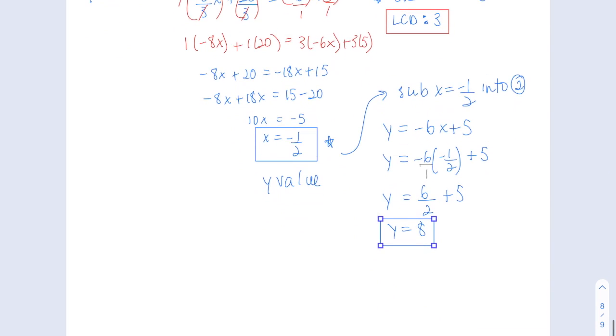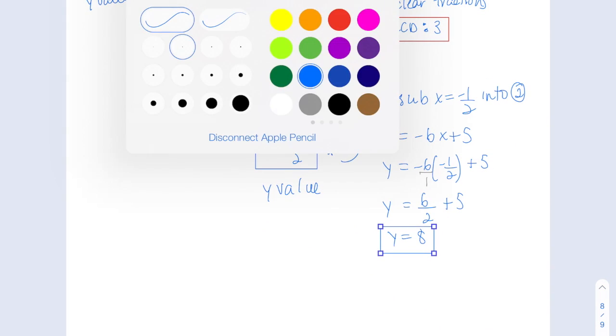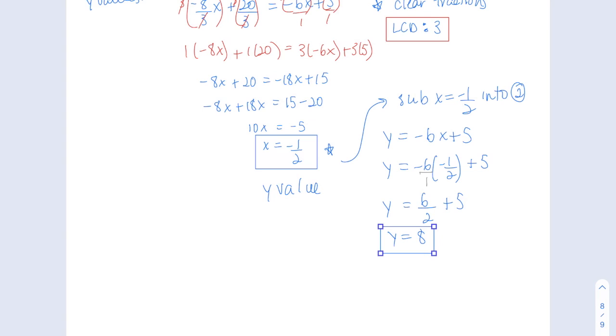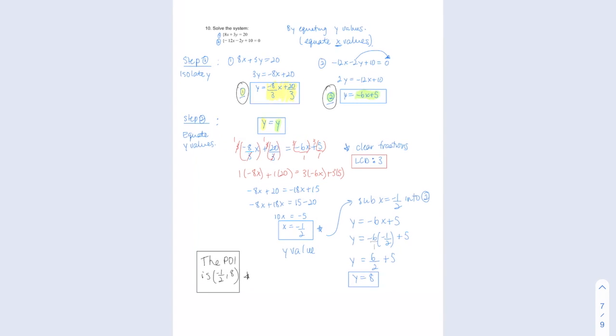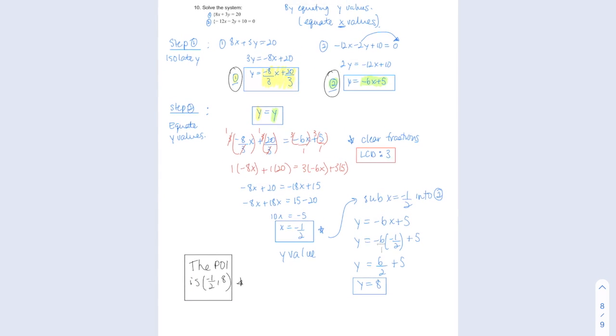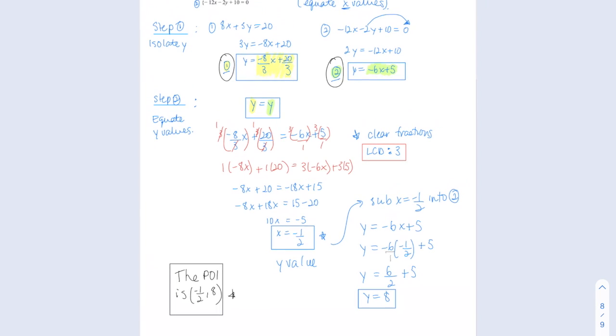Okay, so I can see that my y value is 8, and we still have one more step because we haven't officially answered the question yet. To solve the system, remember we have to say what the point of intersection is. So the point of intersection is negative 1/2, 8. And if I want to verify that, I can check to see that negative 1/2, 8 is a point that exists on both equations 1 and 2. So I can just substitute the x values and y values in to see if the left-hand side equals the right-hand side.